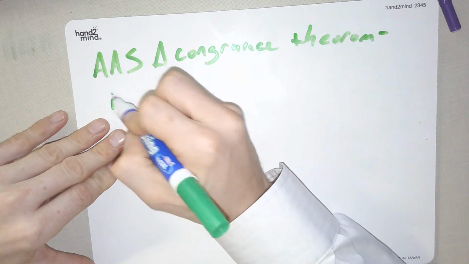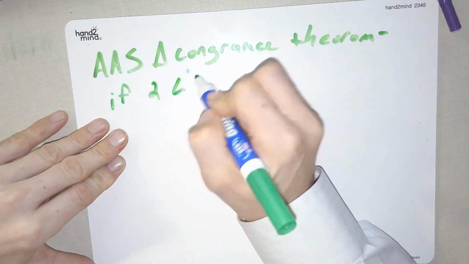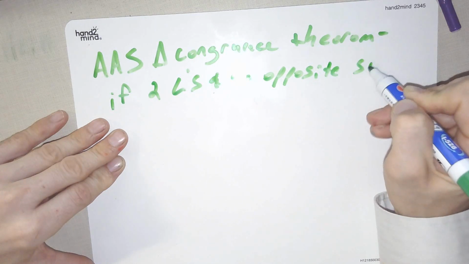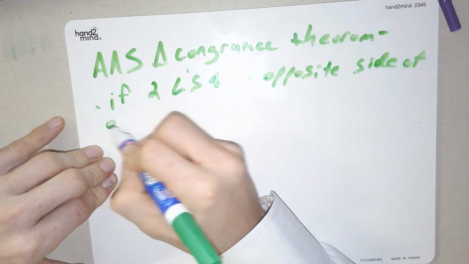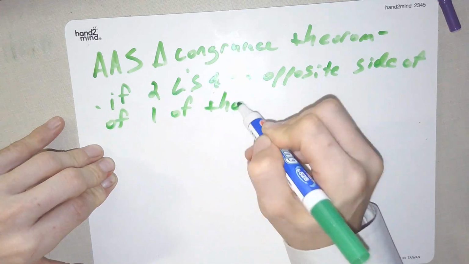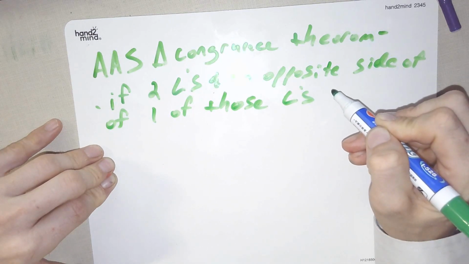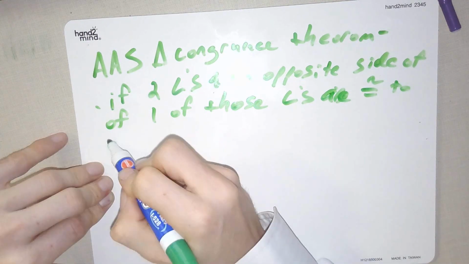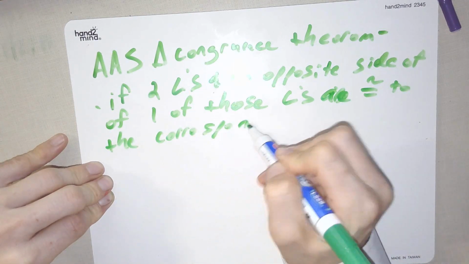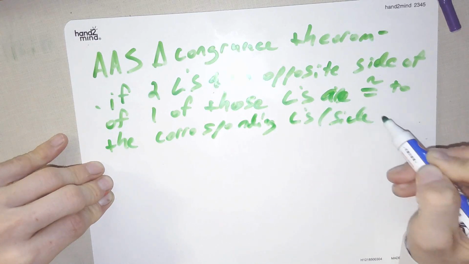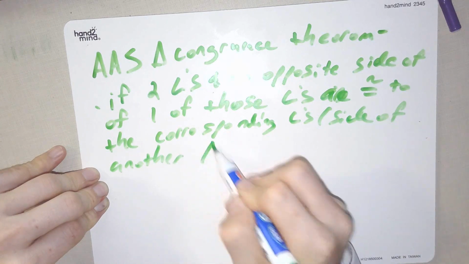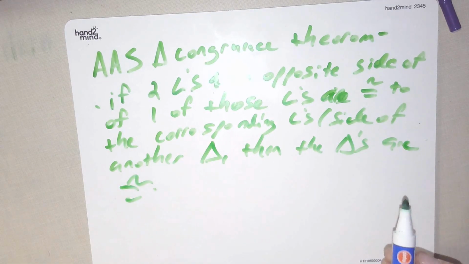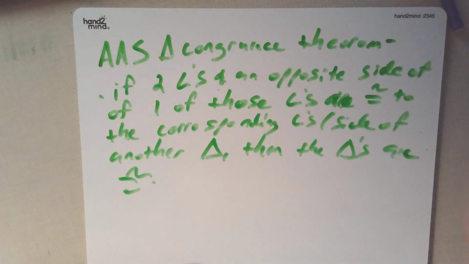Let's say if two angles and an opposite side of one of those angles are congruent to the corresponding angles and side of another triangle, then the triangles are congruent, right? So that's what all that is saying.